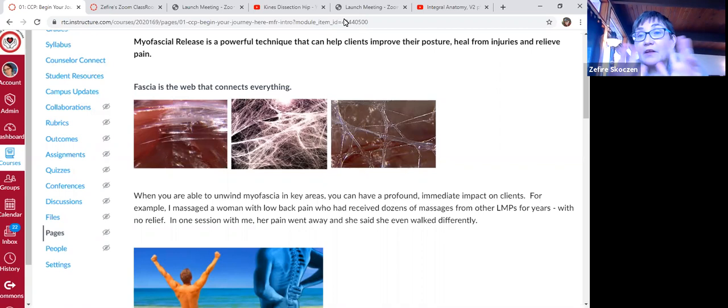So fascia is the web that connects everything. And as you saw in the dissection video in today's kinesiology lab, there are some layers of fascia that are thicker separations between muscles, but there's also fascia at all different layers, surrounding different layers of muscle and connecting muscles to bones, and it's all the same type of fascial webbing. So I thought these were some pretty great pictures of some of the different arrangements of the fascia.